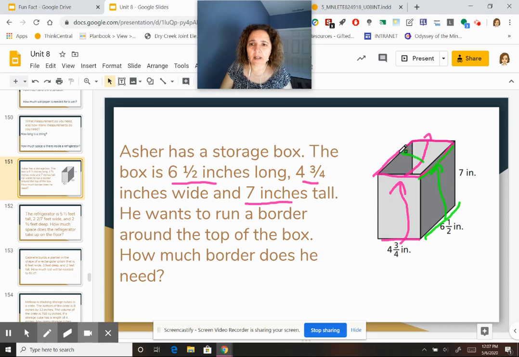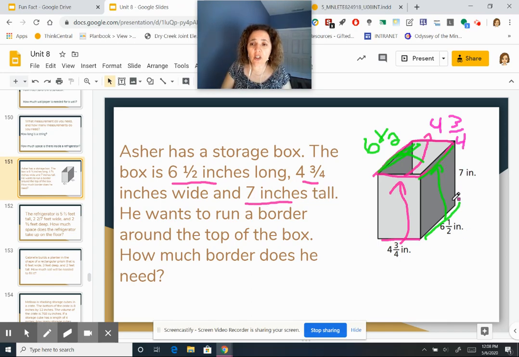Then this line is 6.5. So I'm going to write 6.5 here so you can see it. So that one's 6.5. That one's 4 3/4. Let me label that one 4 3/4. It may not be the exact same color. Ooh, I got it right. 4 3/4. So they were trying to confuse you by putting the 7 inches tall.